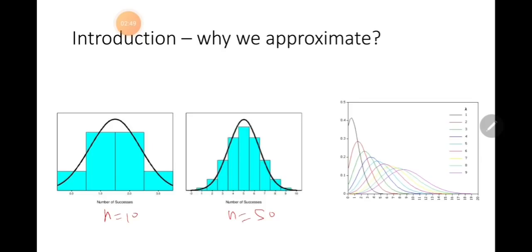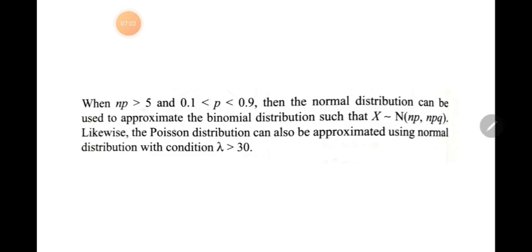Similarly, if you plot the Poisson distribution, you will get the graph, and as lambda increases, it will resemble and get closer and closer to the shape of a normal distribution. The topic of approximation is well explored.